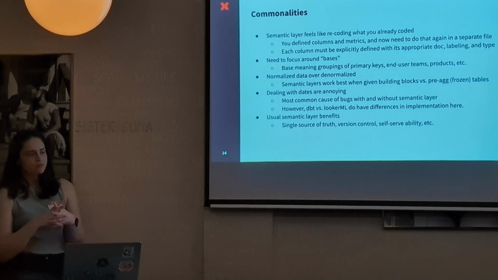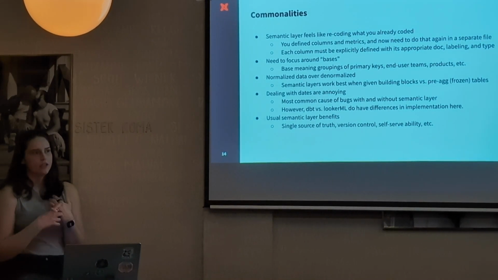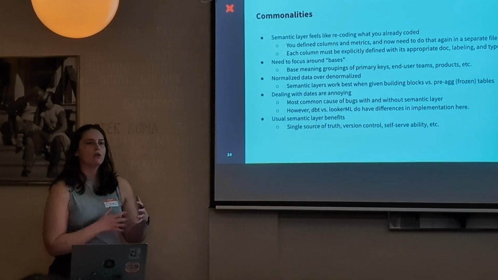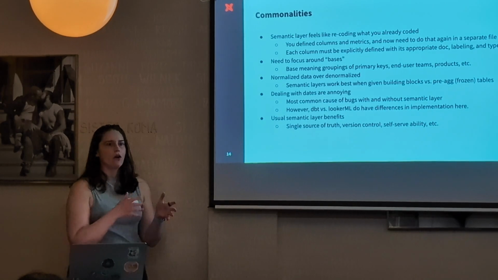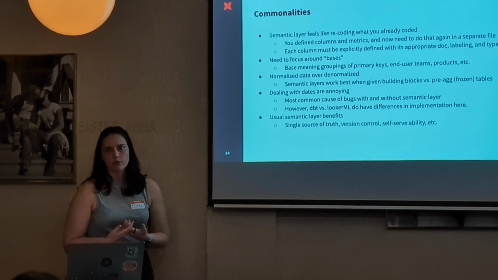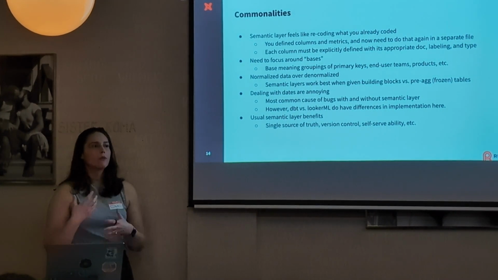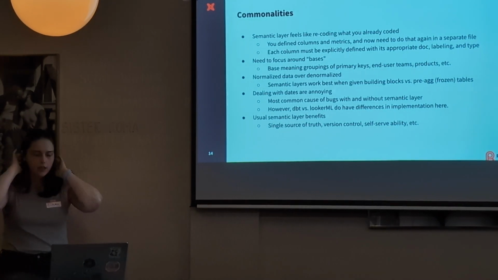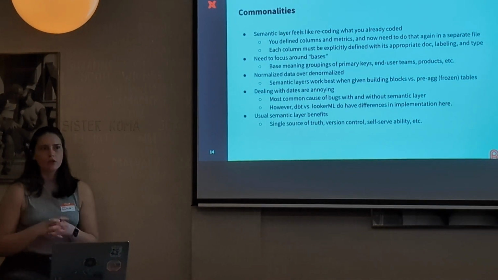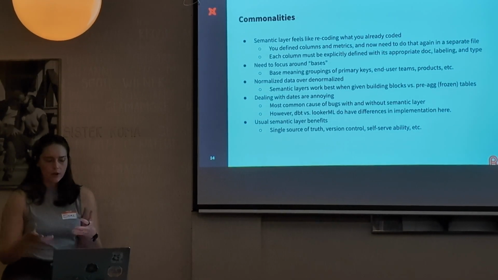But commonalities: a semantic layer will feel like you're recoding what you already coded. That's just how it works with semantic layers, because you have to define this is a measure. You need to tell the semantic layer what this is, how it gets aggregated, what is a dimension, and in that sense, you will really just feel like you're duplicating work. That's the same across all of them. You need to focus on bases. We'll talk about what this means when we get to actually building it practically, but typically this means primary grouping of keys and users and teams. These are bases, or ideas that you're structuring the semantic layer around how people interact with it.